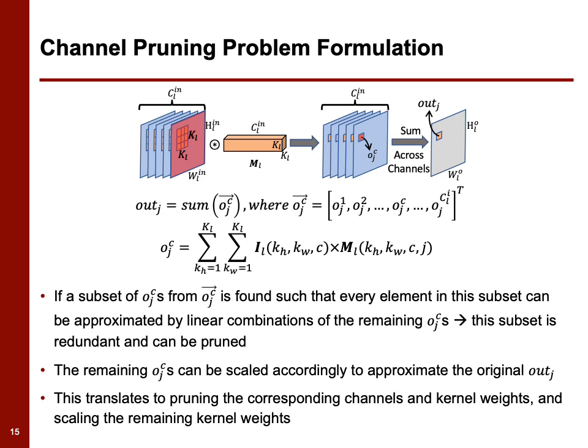Now let's consider one OJC vector. If a subset of OJCs from the OJC vector can be found such that every element in this subset can be approximated by linear combinations of the OJCs outside of this subset, then this subset is redundant and can be pruned, and the remaining OJCs can be scaled accordingly, and their summation can be used to approximate the original OJC element. This idea translates to pruning the corresponding channels and kernel weights, and scaling the remaining kernel weights.